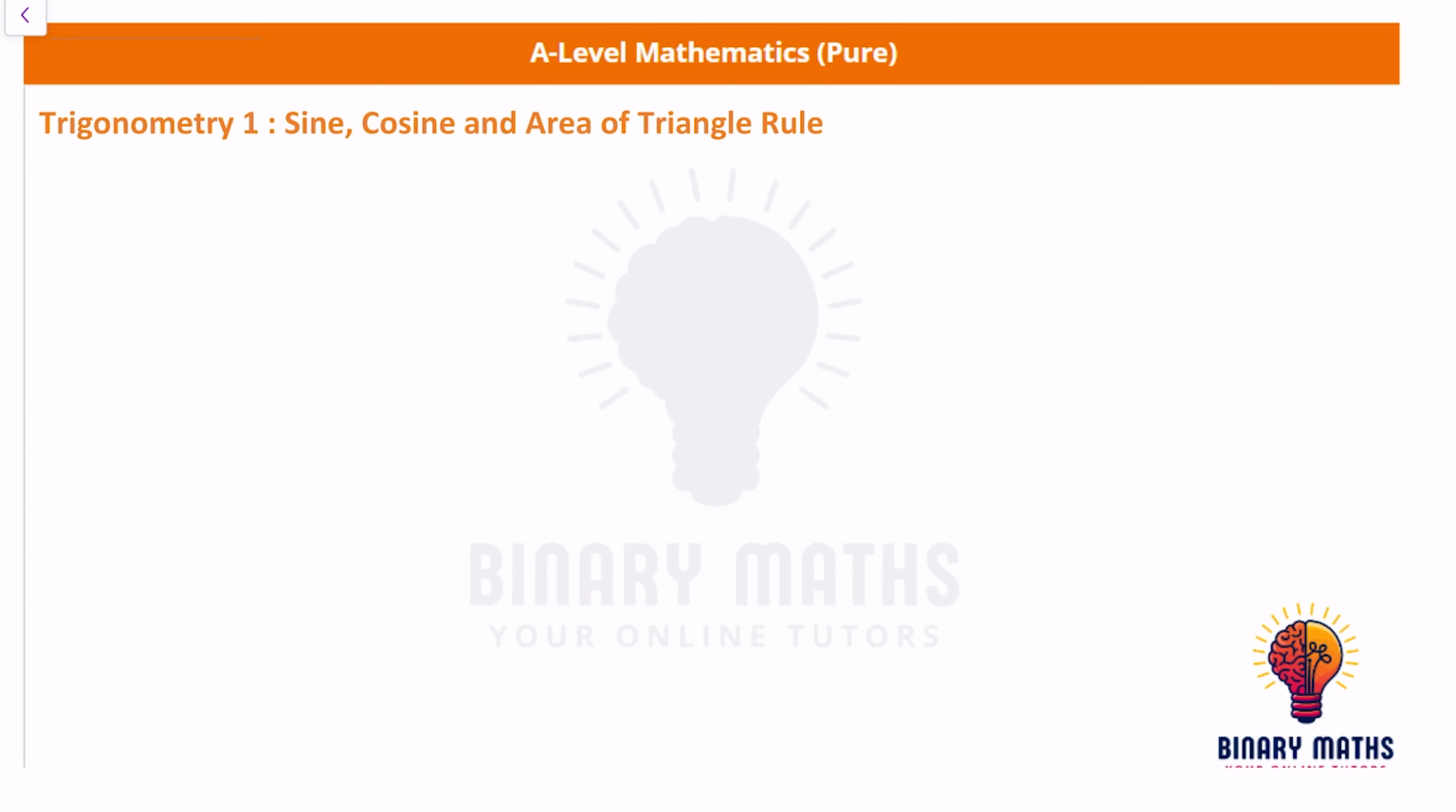This topic is about the sine rule, cosine rule, and the area of the triangle rule. You need to be able to know when to apply which rule to accurately find out missing lengths and angles. We also need to be able to solve complex problems involving these rules.